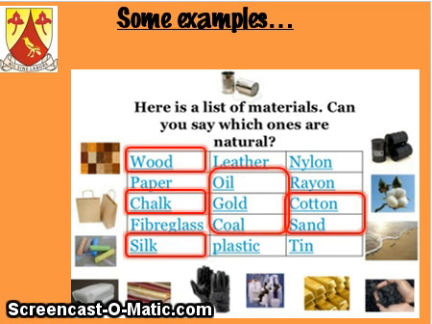Right, there's the answer. Wood, chalk, silk, oil, gold, coal, cotton, and sand we get directly from nature, from the earth. Those are raw materials. We need to process them in some way. Paper, fiberglass, leather, plastic, nylon, rayon, and tin are all manufactured materials. We've done something to them in a factory to make them what they are.